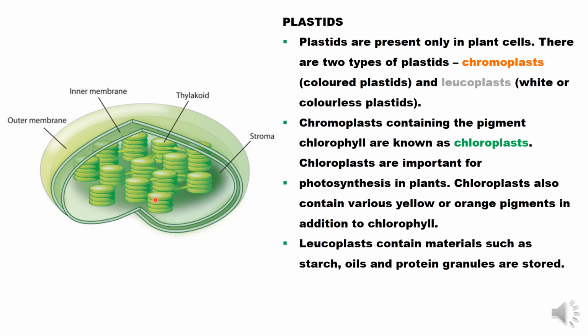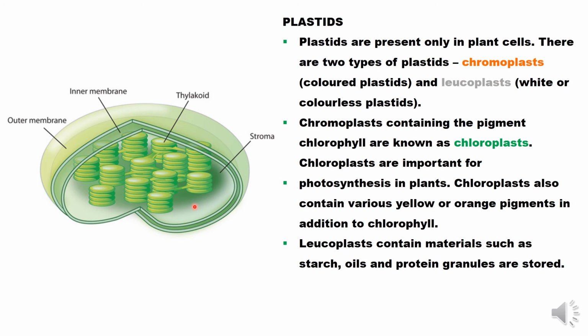Now you can also see that one grana is connected to another grana. So this connecting membrane is known as stroma thylakoid membrane. And this membranous system along with the stroma completes the entire process of photosynthesis in plants. So remember, we will discuss the details of photosynthesis in 10th standard, but it completes in two major steps: light reaction and dark reaction. And light reaction takes place in this membranous system, while dark reaction takes place in stroma.